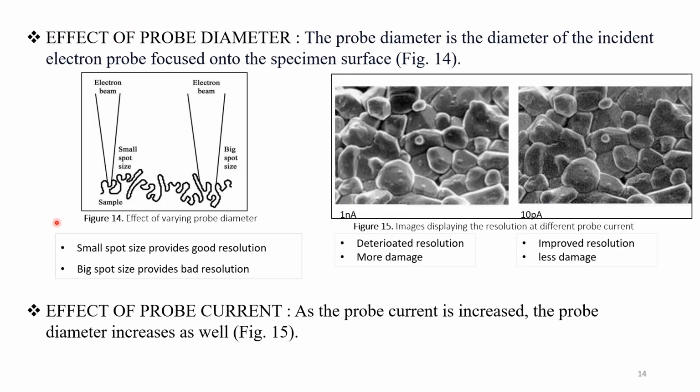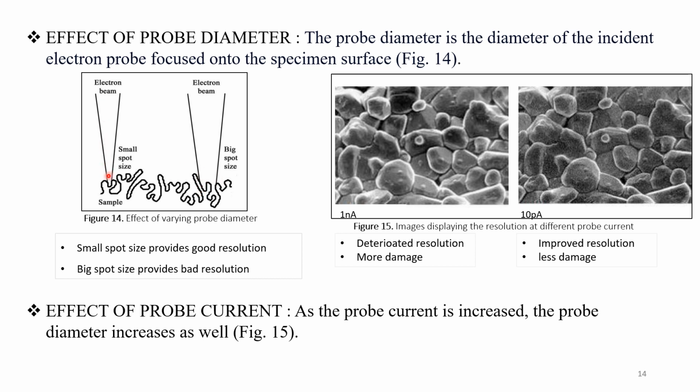Next is the effect of probe diameter. Probe diameter is the diameter of the incident electron beam which is focused onto the sample. As the diameter of the focused electron beam is increased, we get a bigger spot size on the sample, which will result in bad resolution because the electron beam is focusing onto a large portion of the sample.